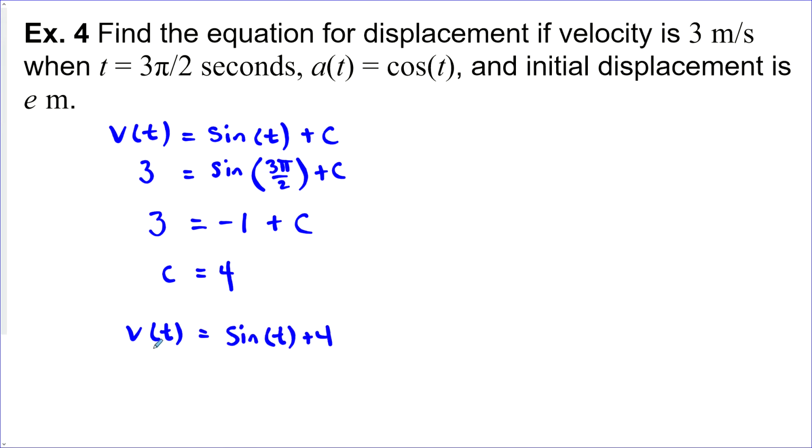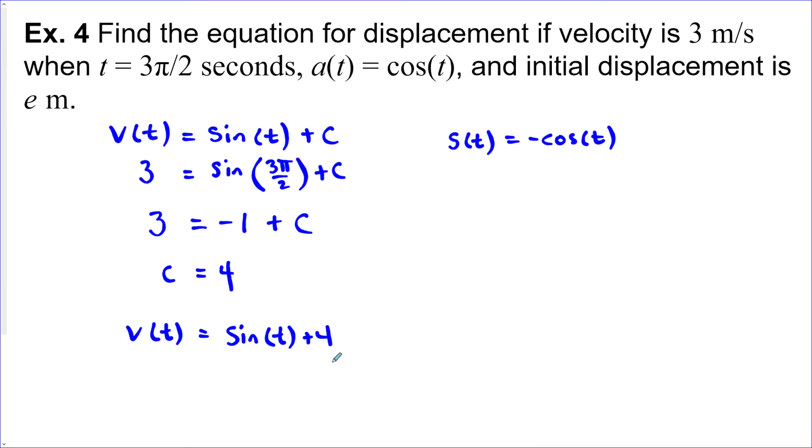Now we can take the antiderivative of our velocity equation to get our displacement equation. So the antiderivative of sine t is negative cos t. So when we take the derivative of cos t, we'll get negative sine t. We don't see the negative here, so I've got to put a negative here to cancel that negative out.